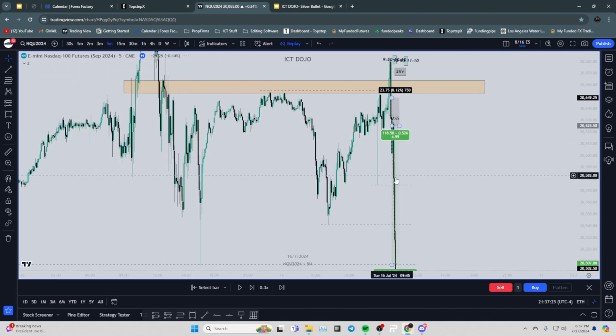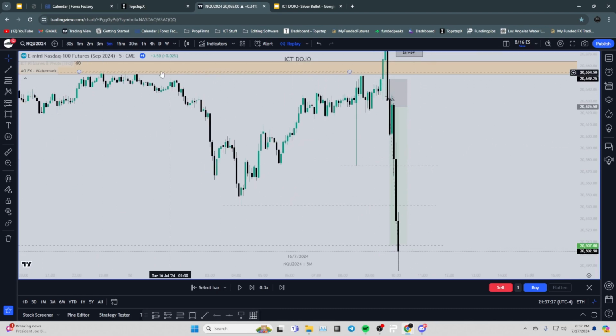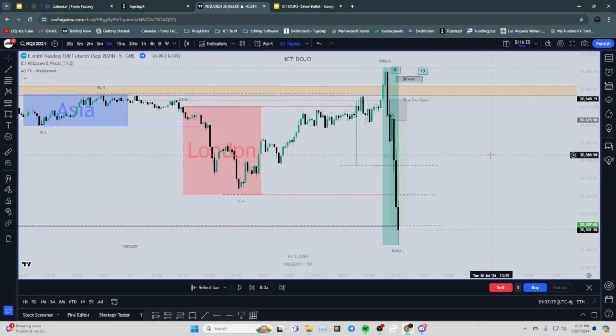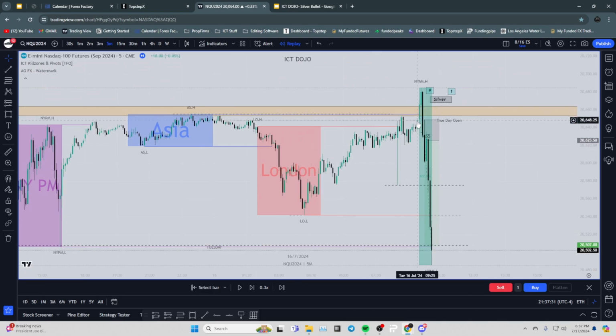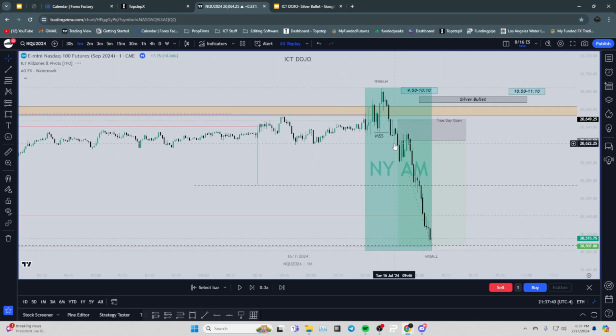So just kind of going over what happened again. We took out this buy side. We had this Judas swing right here at the 9:30 open, which is just a sweep basically. Then our market structure shift into our fair value gap down here.